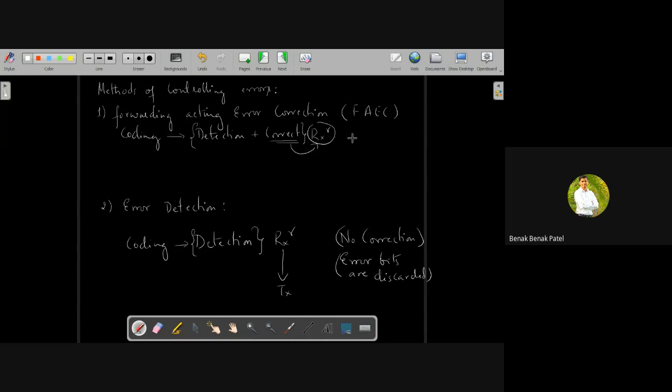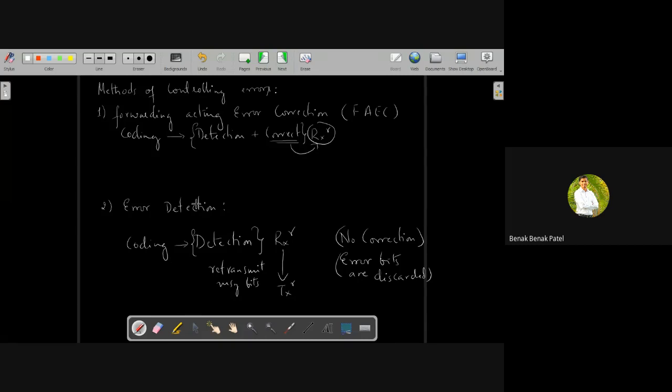Here we'll not discard these error bits. Instead of discarding, we'll correct those error bits. But in the other method, we'll discard these error bits and ask the transmitter to retransmit the message bits. So this is the main difference between forward acting error correction and the error detection method.